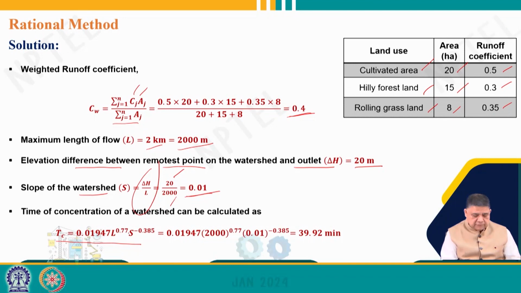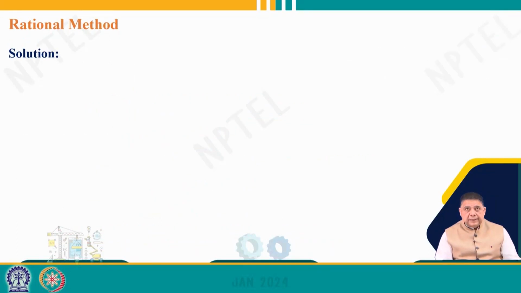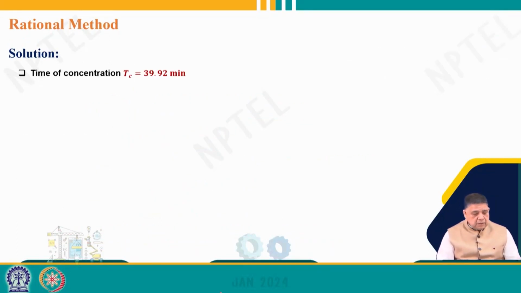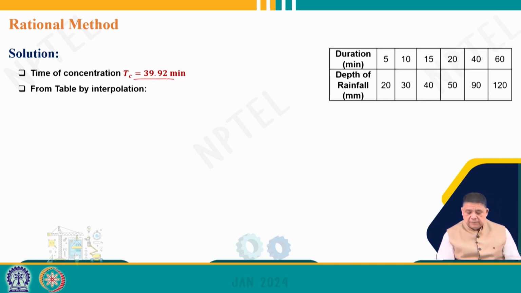0.01947 L to the power 0.77 S to the power minus 0.385. The value of L we have already calculated is 2000 meters and the slope is 0.01. So, putting these two values, we can calculate the value of Tc, which will come out to be 39.92 minutes. The time of concentration thus comes out to be 39.92 minutes.